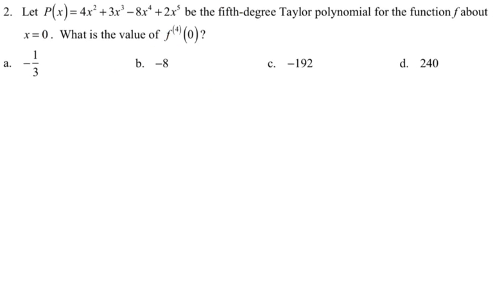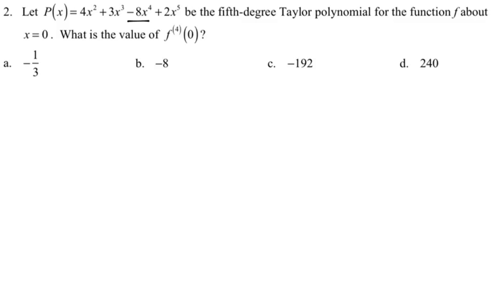So p of x is 4x squared plus 3x cubed minus 8x to the fourth plus 2x to the fifth. This is the fifth degree Taylor polynomial for the function f about x equals 0. What is the value of the fourth derivative at 0? All right, so I am going to do this by knowing Taylor's theorem, right? So that says that I need the coefficient of x to the fourth is the fourth derivative at 0 over 4 factorial. That's basically what I'm going to do.